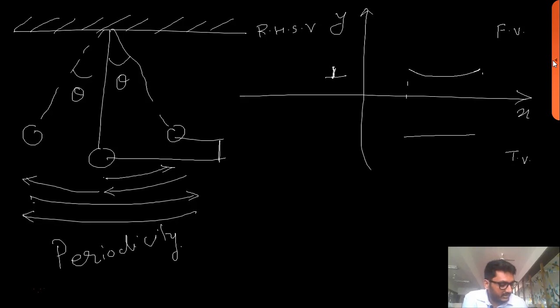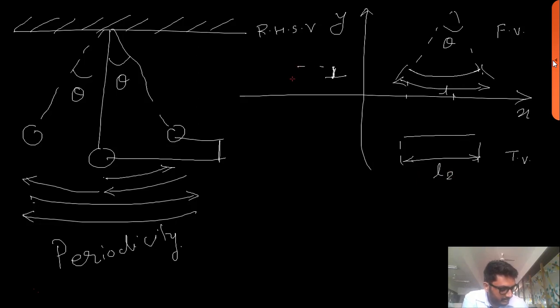What information will I get from this? Maybe this angle theta, the length of this arc. So this is L1, the total distance traveled horizontally, L2, and this total height is L3. This L1, L2 and L3 I can get from this drawing.